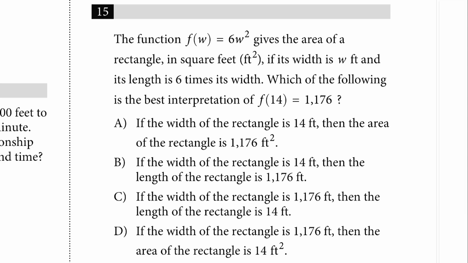The function f of w equals 6w squared gives the area of a rectangle in square feet if its width is w feet and its length is 6 times its width. Which of the following is the best interpretation of f of 14 equals 1176? So what they're asking for is w is now replaced with 14. So if its width is w, that tells us that the width is 14. And then the corresponding area is going to be 1176.